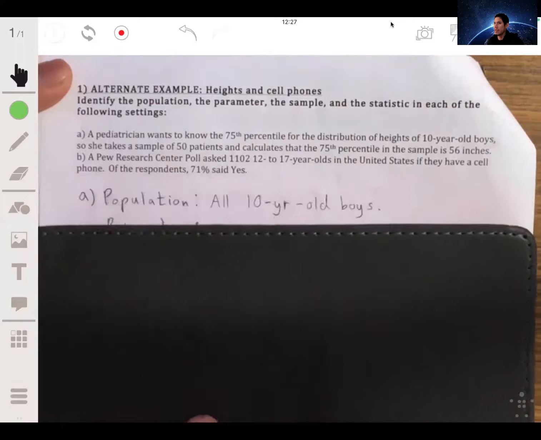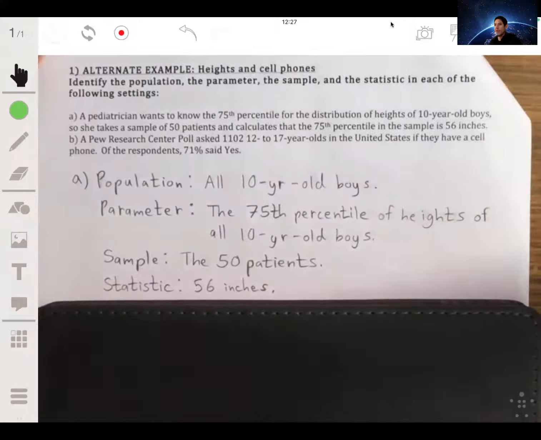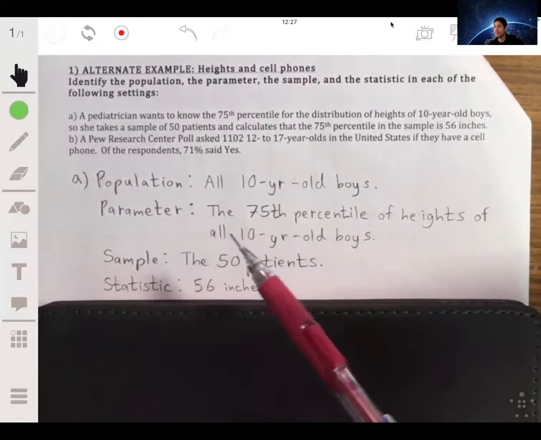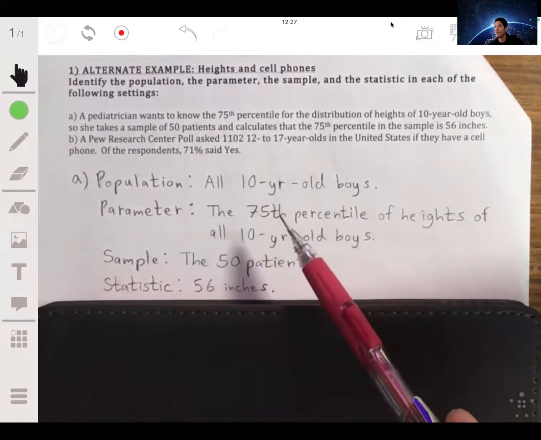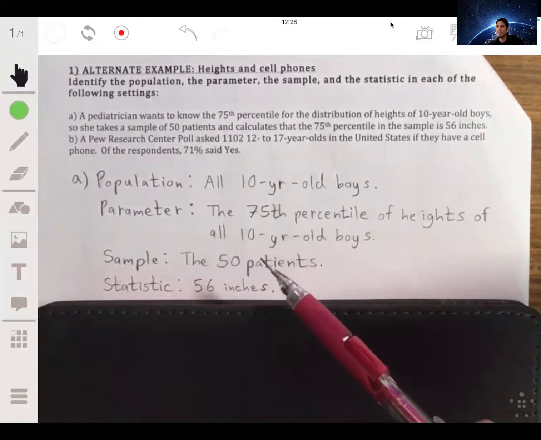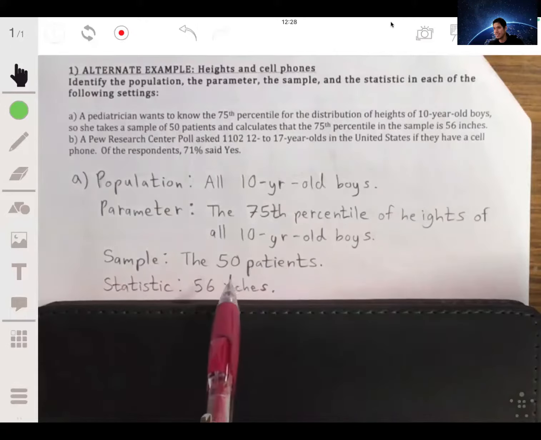All right, and the answer is going to be something like this. You should be able to say that the population is all the 10-year-old boys. That's the group that the pediatrician wants to understand, the group they're studying. The true value is the parameter, so the true value of the 75th percentile is the actual value in the population of all 10-year-old boys. The sample she uses to estimate this is those 50 patients, and the statistic from the sample is 56 inches.